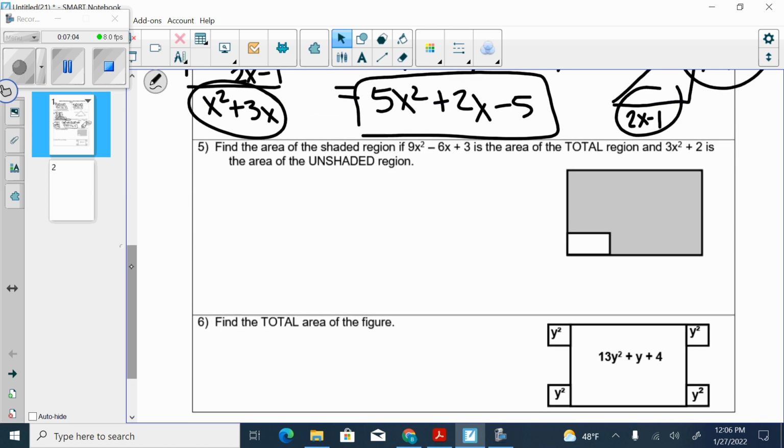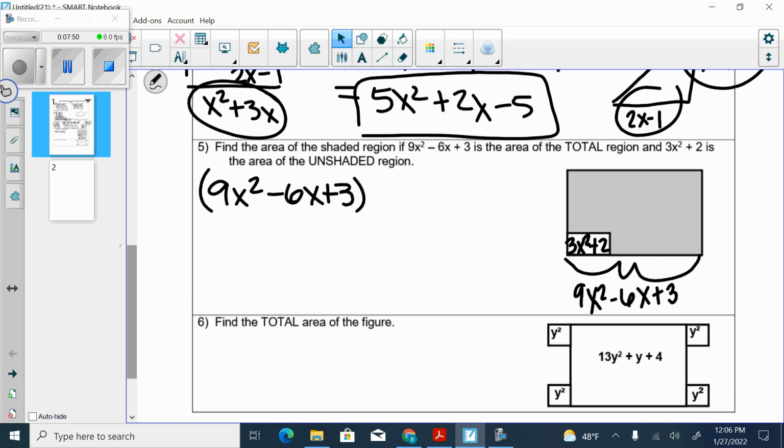Okay, on this next problem, it says to find the area of the shaded region if 9x squared minus 6x plus 3 is the total area of the entire thing, and 3x squared plus 2 is the area of the unshaded region. So this little piece right here has an area of 3x squared plus 2. The entire rectangle has an area of 9x squared minus 6x plus 3. How do we find just the shaded part? Yeah, just subtract again. So the whole thing, 9x squared minus 6x plus 3, minus the unshaded part, 3x squared plus 2.